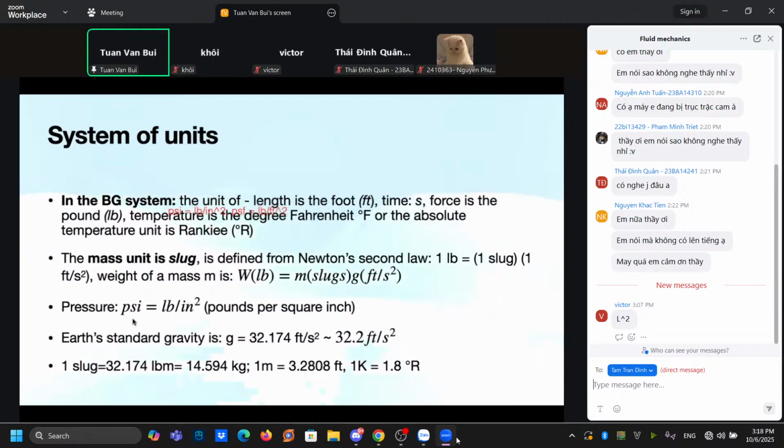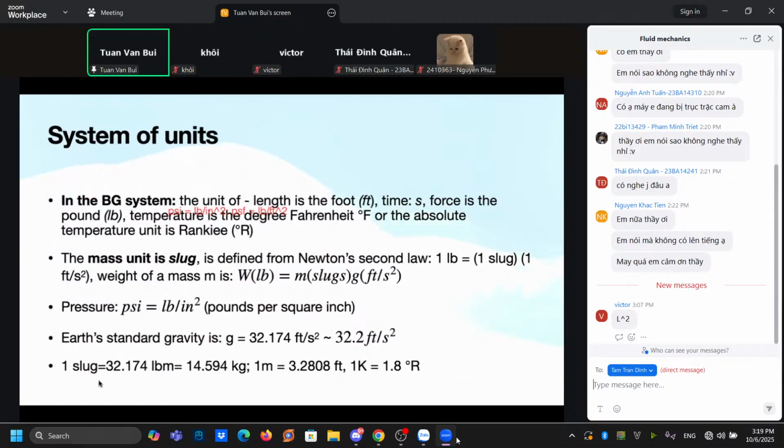For the Earth standard gravity, g, we can take the approximate value directly, 32.2 feet per second squared. So we can make the conversion: 1 slug equals 32.174 pound mass. This is the mass in the E system, the pound mass. In the UK, they use pound mass in daily life, not kilograms.